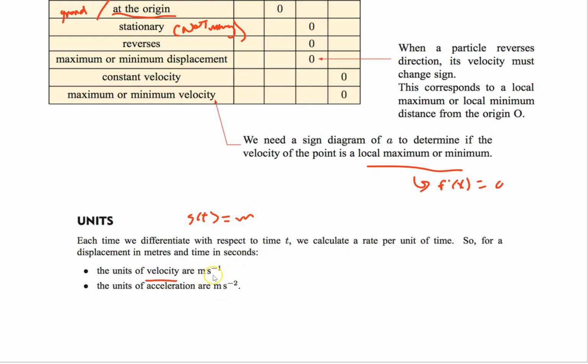Velocity, you divide by time, so divide by seconds. IB does this weird m s to the -1 power. It's just a fancy way of writing meters over a second. If you had acceleration, you took another derivative, so you divide by time one more time. That would be meters over seconds squared. So that's the units.